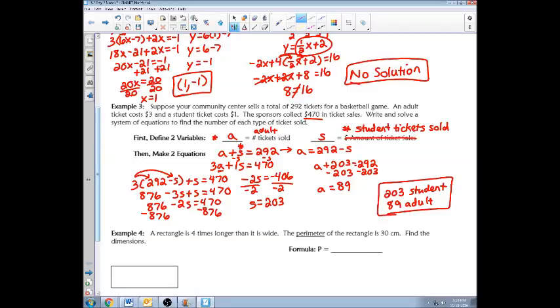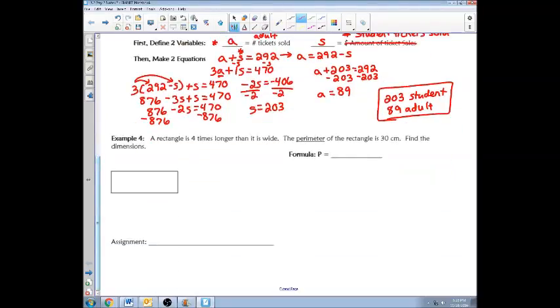Okay? Back to the rectangle problems that we love so much. Remember that each side of the rectangle will be labeled with width or length. Okay? A rectangle is 4 times longer than its width. How can I write algebraically that my length is 4 times longer than the width? Well, what is 4 times the width? 4 times the width would be 4W, right? So each length is going to be equal to 4W.